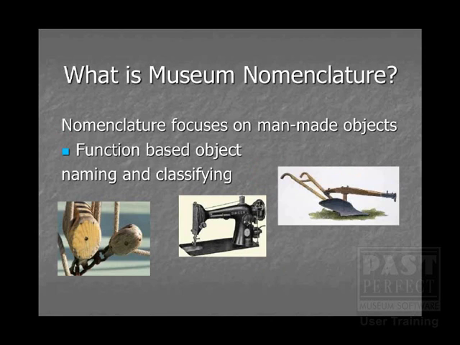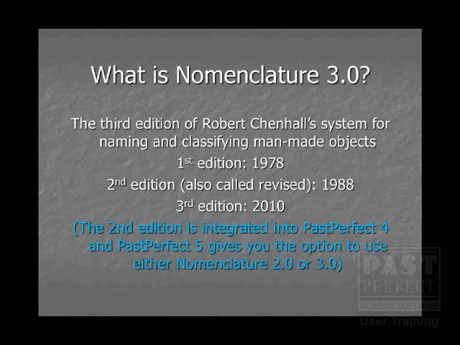Museum nomenclature is a function-based system of naming and classifying human-made objects. There are some terms within Nomenclature 3.0 that can be useful in naming things like natural history or ethnographic collections, but it's pretty limited. Museum nomenclature is mostly intended for those man-made objects that serve specific functions within society and in our daily lives. There are other systems available for naming different types of collections. One example would just be the Integrated Taxonomic Information System.